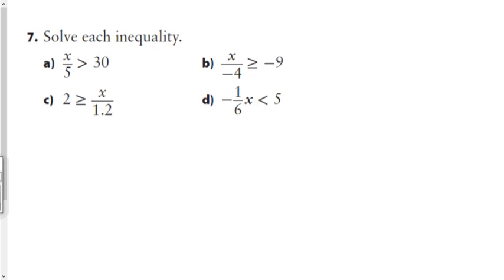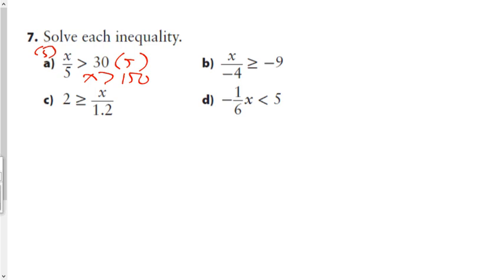Question 7 says solve the inequality. Here we have fractional coefficients. I'll see if I can do it here actually on the question itself. I'm going to multiply both sides by 5. And x will be greater than 150. Notice I didn't flip the sign because multiplying doesn't flip the sign. Multiplying by a negative value flips the sign.